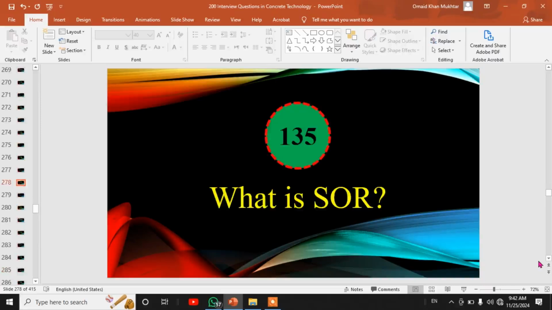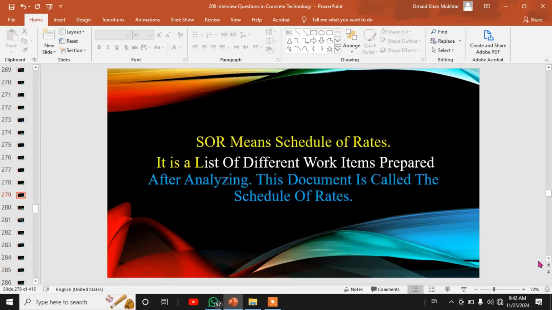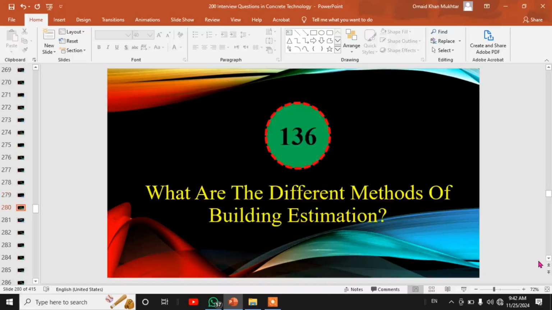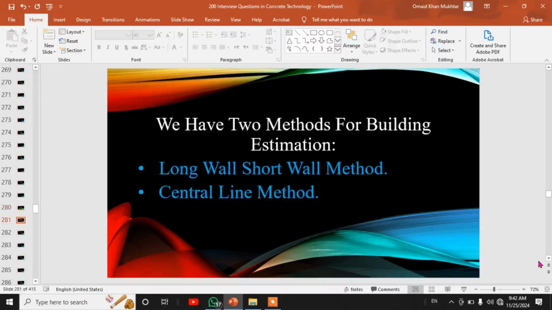135th. What is SOR? SOR means schedule of rates. It is a list of different work items prepared after analyzing. This document is called the schedule of rates. 136th. What are the different methods of building estimation? We have two methods for building estimation: long wall, short wall method, and central line method.